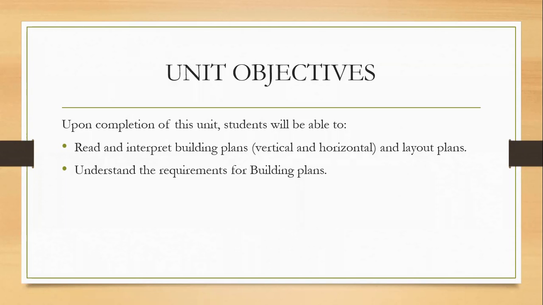So the lesson objectives, upon completion of this unit, you all are expected to be able to read and interpret building plans. We would be looking at both vertical and horizontal plans, specifically horizontal, as well as plan layouts. And you would also be expected at the end of this lesson to understand the requirements for building plans. What is required in order for you to actually build and even implement these building plans.